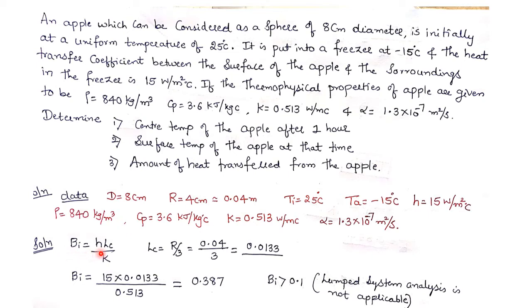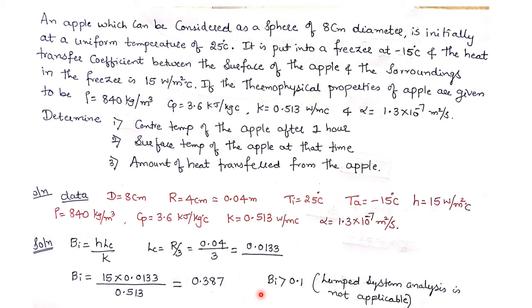Biot number is given by H into LC divided by K. This characteristic length LC for a sphere is given by the formula R divided by 3, which we have already explained in the previous theory classes. So R is 0.04 divided by 3, and the characteristic length LC will be 0.0133. Substituting this in the formula, Biot number is H into LC divided by K, so H is 15, LC is 0.0133, divided by K value 0.513. If I calculate this, the Biot number is 0.387.